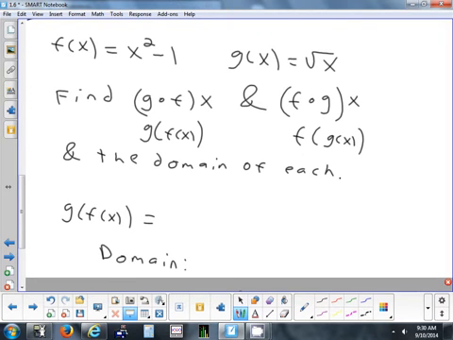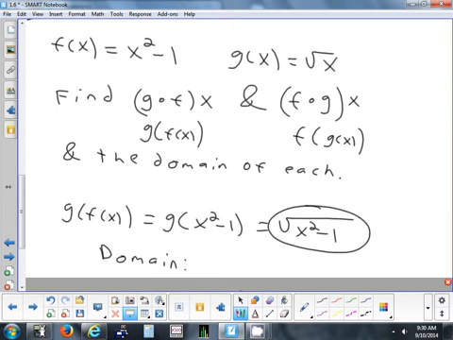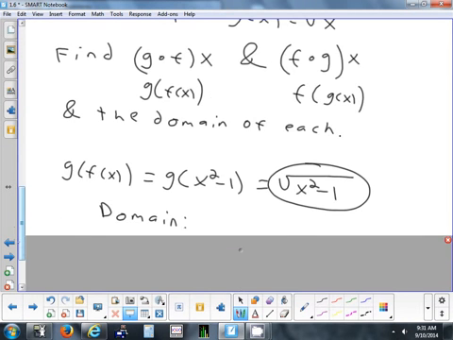Let's start with g of f of x. Okay, so Andrew, what's f of x here? F of x is x squared minus 1. Okay, so g of x squared minus 1. So now we fill in x squared minus 1 into function g. That's my answer: square root of x squared minus 1.